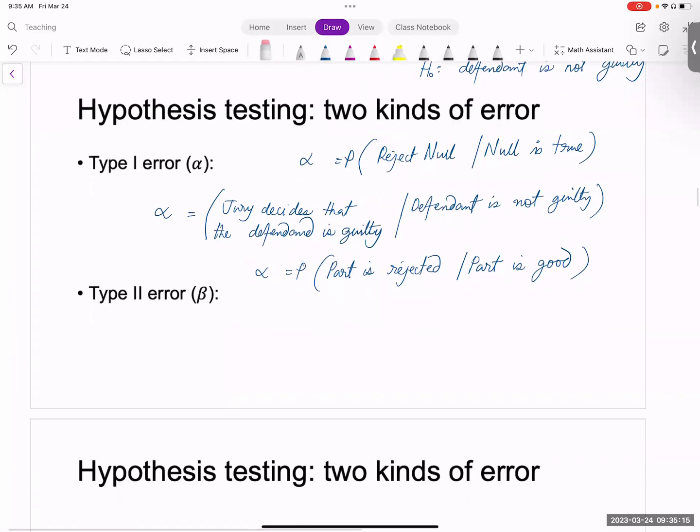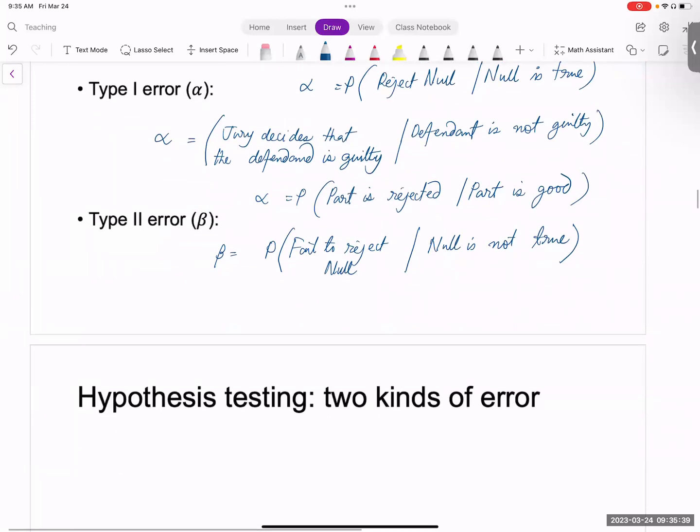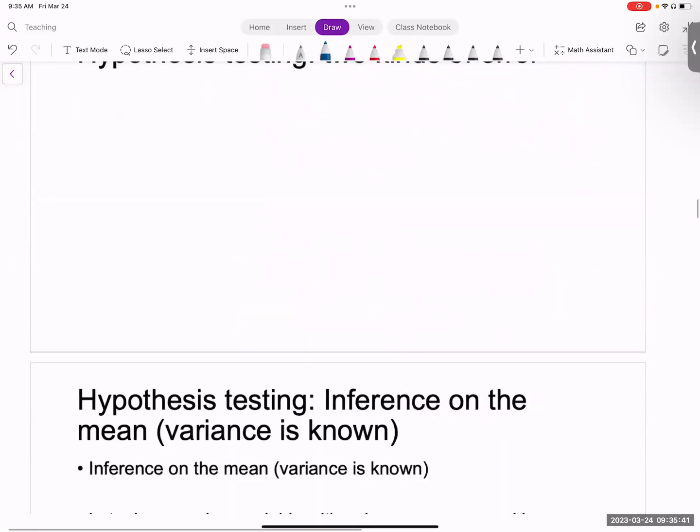Now, beta, on the other hand, this is equal to null is not true, but we fail to reject null. Probability of this happening is your type 2 error. Now let's look at the two examples that we are talking about.